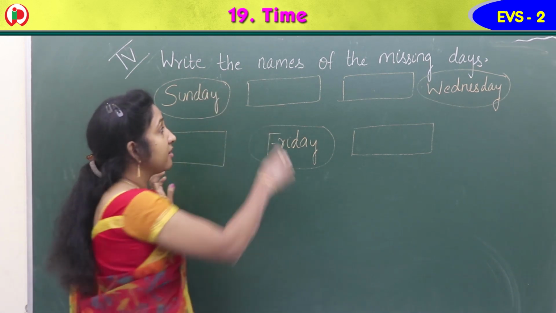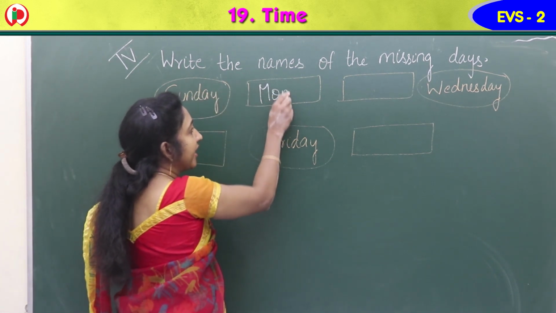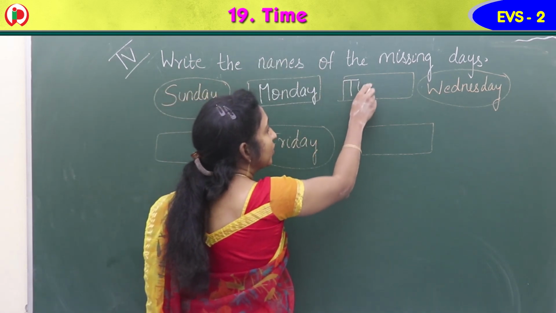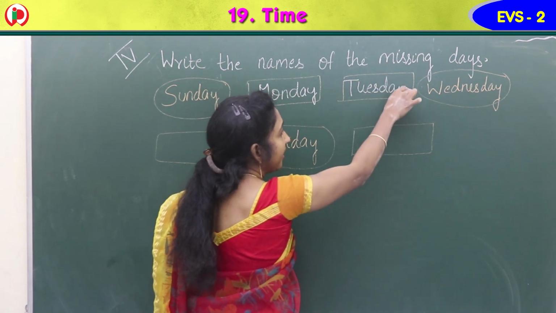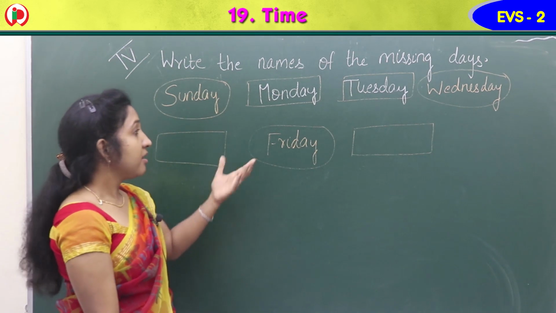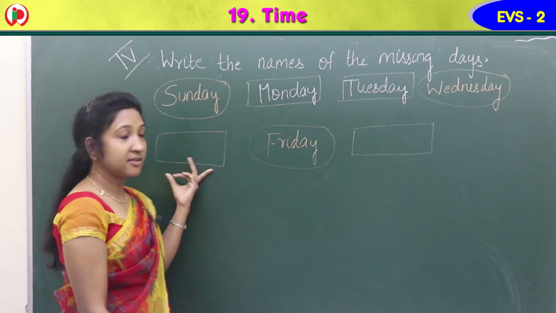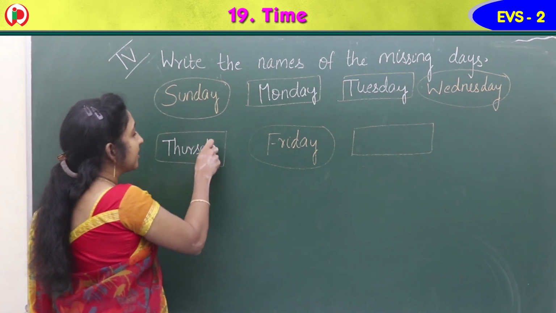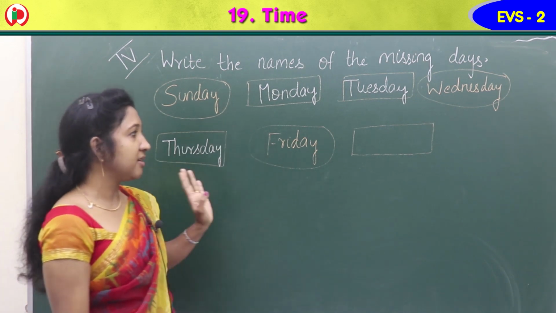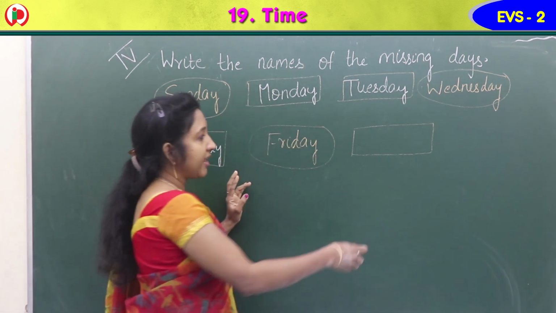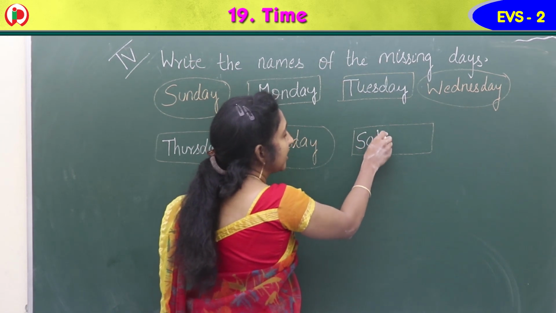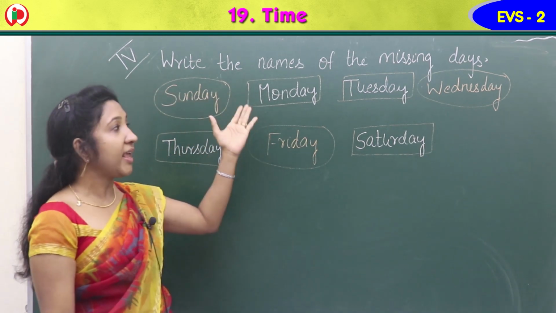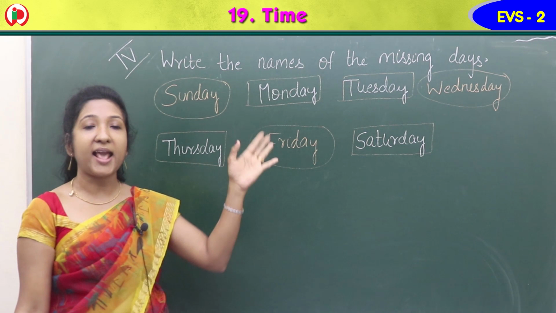Then next is, yes, Monday. M-O-N-D-A-Y. Monday. After Monday comes Tuesday, T-U-E-S-D-A-Y, Tuesday. Then comes Wednesday, it is there. Then after Wednesday, which day? Yes, it's Thursday, T-H-U-R-S-D-A-Y, Thursday. Then comes Friday, it is there. Then after Friday comes, yes, Saturday, S-A-T-U-R-D-A-Y, Saturday. So Sunday, Monday, Tuesday, Wednesday, Thursday, Friday and Saturday.